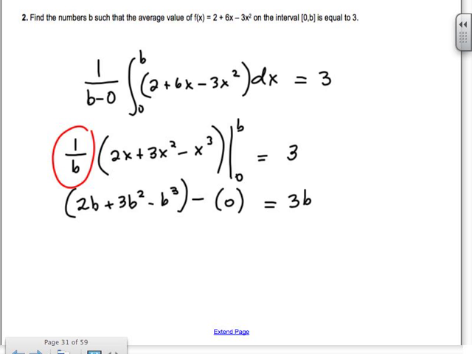Like I said, we're going to skip around pretty quickly. This would be something you could pull the b out and then you could factor. All right, moving on. Section 6.4, Fundamental Theorem of Calculus.